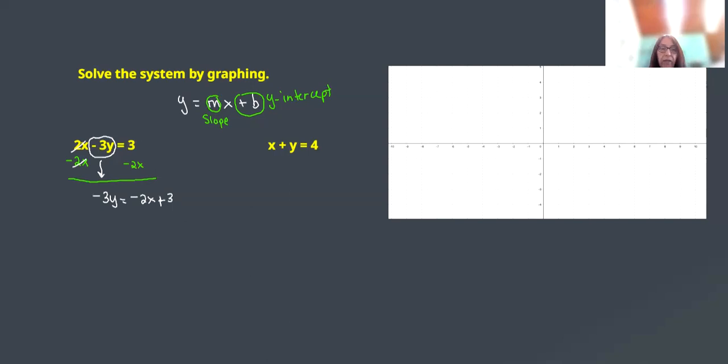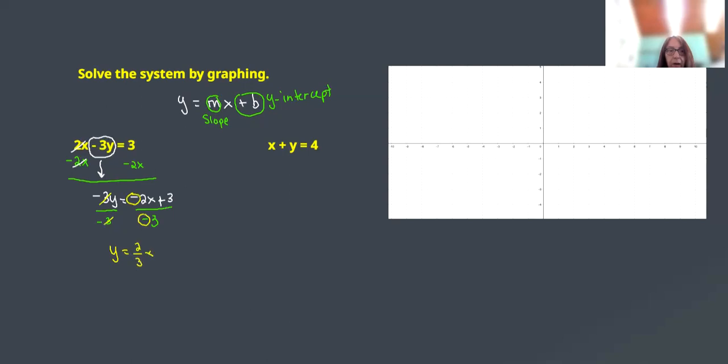So now I have negative 3 times y equals negative 2x plus 3. I don't want negative 3 times y. What do I want? Yes, I want y. So they're multiplying by negative 3. So guess what we're going to do? We're going to divide everything by negative 3. Make sure you divide everything by negative 3. When I do that on the left side, you can see negative 3 divided by negative 3 is 1. Here, a negative divided by a negative is a positive, and you get 2 over 3.